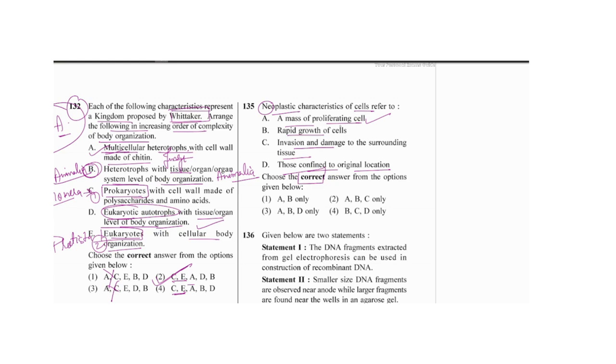So A should be there, and B is also there, the rapid growth. Cell division and growth will be there, and then invasion and damage to the surrounding tissues. That is correct. Confinement to the original location will not happen; there is no confinement to the original location. So D should not be there, and the remaining three will be correct.